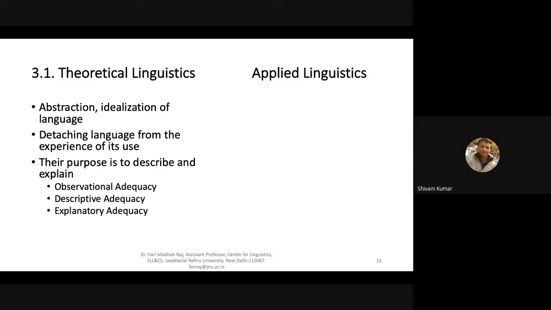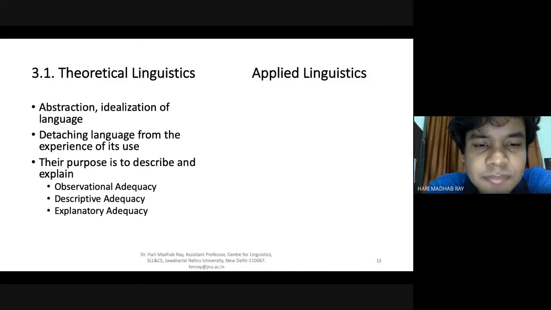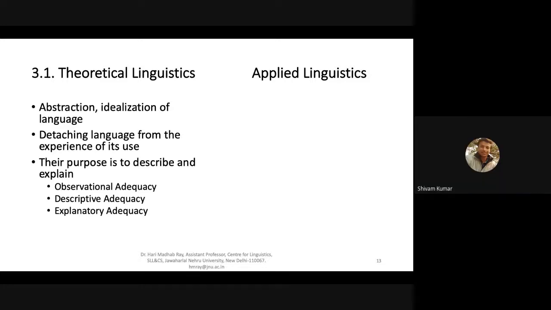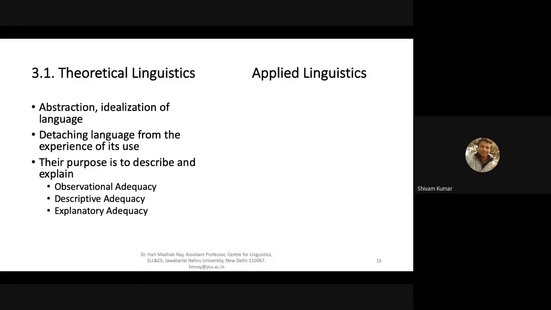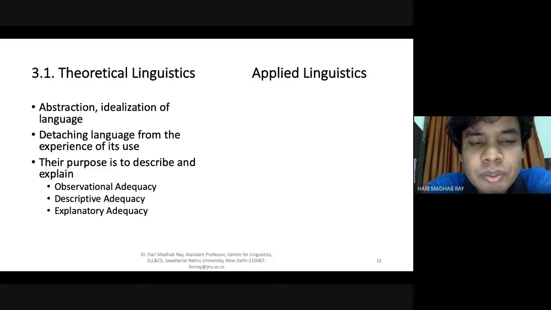Sir, these three adequacies were given by Chomsky. Observational adequacy deals with only the observational part of the informant, and descriptive adequacy deals with, I think, the second generation, or the old informants, and explanatory adequacy deals with the upcoming generation, the children who are going to be the next speakers of that language. I don't remember clearly. Okay, you are partially right, Shivam, but I'll explain.